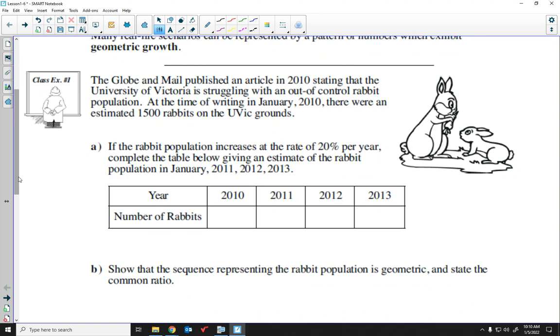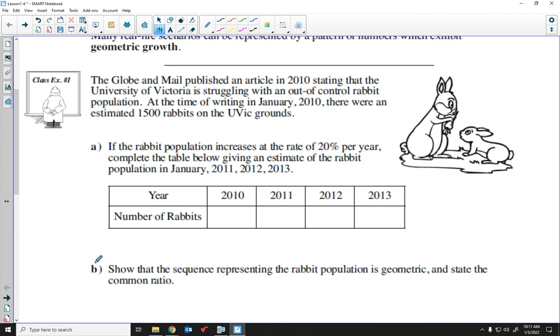The Globe and Mail published an article in 2010 stating that the University of Victoria is struggling with an out-of-control rabbit population. Yeah, we also have that same problem in the neighborhood I live in. At the time of writing in January 2010, there were an estimated 1,500 rabbits on the University of Victoria's grounds. If the rabbit population increases at a rate of 20% per year, complete the table below, giving an estimate of the rabbit population in January of 2011, 2012, and 2013.